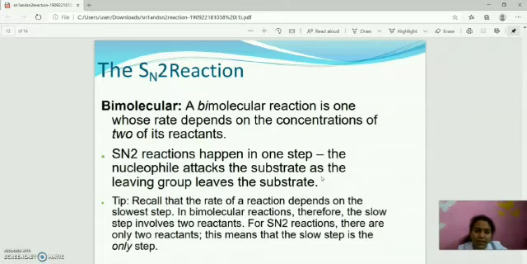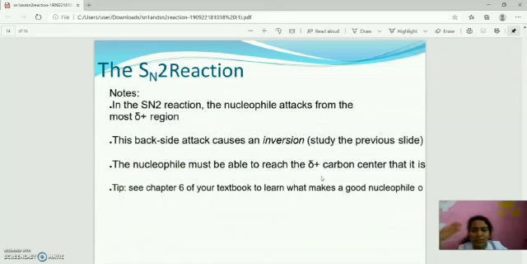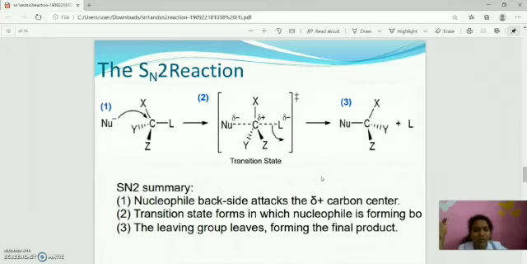So what are the two reactants? One is the nucleophile and one is the substrate. Okay. So the reaction depends on the nucleophile and the substrate. So it is bimolecular. Two compounds are there, a nucleophile and a substrate. So two are there. That's why it is known as bimolecular. Okay. So what we studied, after this reaction inversion occurs.